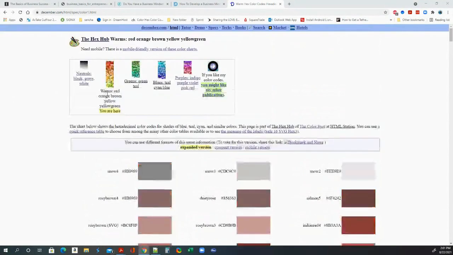This site here, one of the best sites that I found out there to help me when I was active. Well, I'm still doing websites, but when I was working and I needed colors and stuff, you got different color grays and blacks. All depends on what you're trying to do.